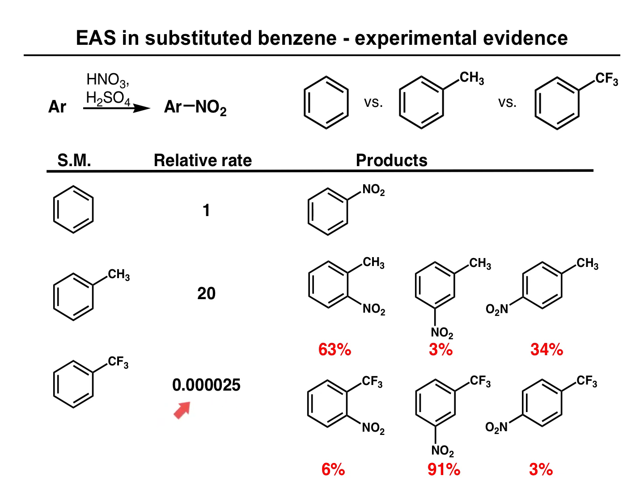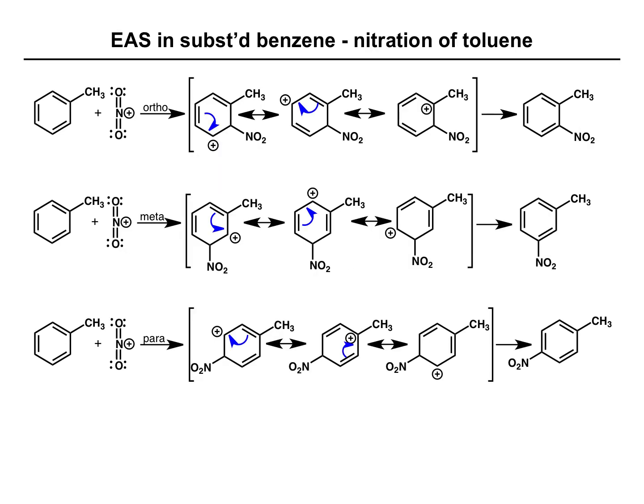about 40,000 times slower. We also saw a difference in the product ratio, where toluene leads to a majority ortho followed by para and only a small amount of meta, whereas in the case of the trifluoromethylbenzene, meta is the major product, followed by a small amount of ortho and an even smaller amount of para. So we want to come to an understanding of why there is this difference in rate and why there's a difference in product ratios.